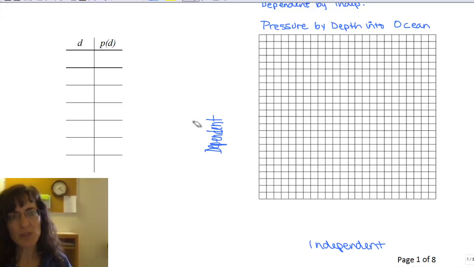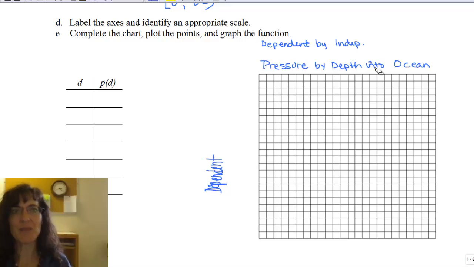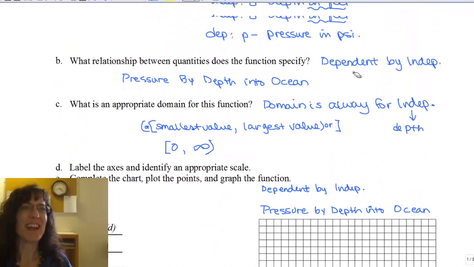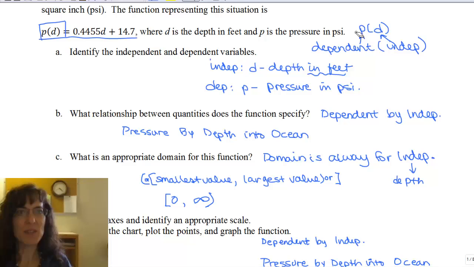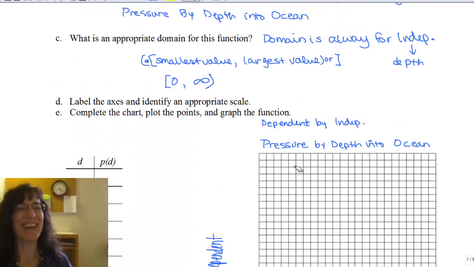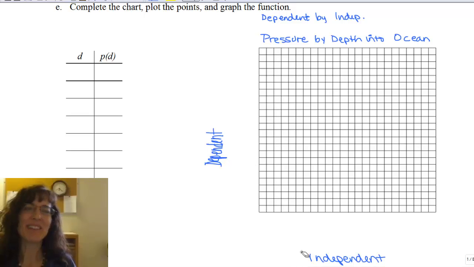And so you can still think of it as over here as you look left to right, it's still going to be dependent by independent, and in the function notation, dependent, parentheses, independent. So always in that order, dependent by independent. Are you getting it? Okay. So dependent by independent as you go left to right. And so that might help you just a little bit.